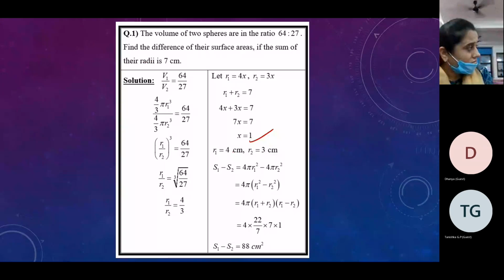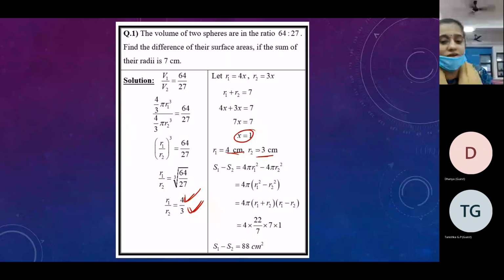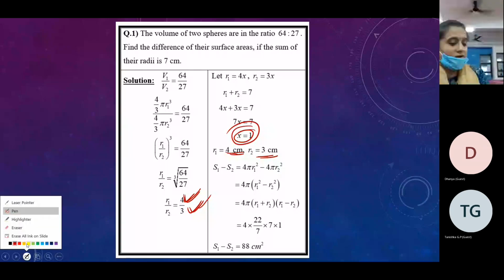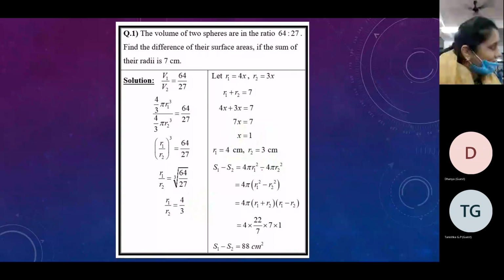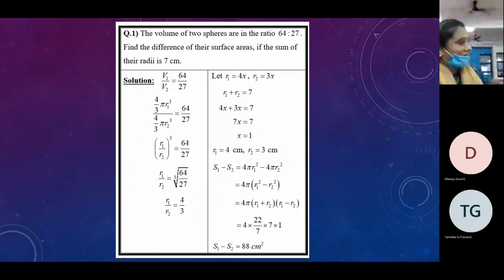How is R1 4? 4x means 4 into 1, 4, and here 3 into 1, 3. So in this case we are getting the same values, 4 and 3, because x is 1. But that doesn't mean that whatever the ratio is, the values will be the same. Because x is 1 here, we get the same thing. Okay, then Madhumita, continue. I'll give her the next one.